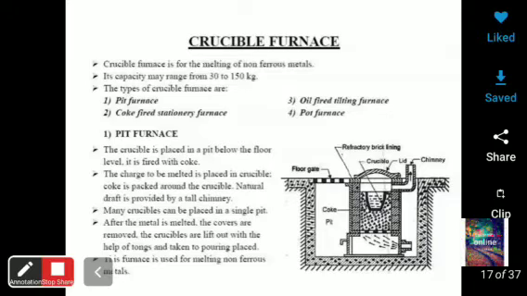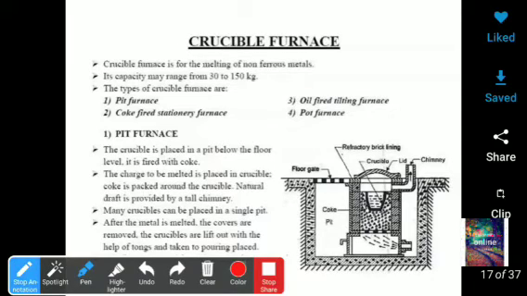Right. So on screen we are sharing the crucible furnace here. A crucible means it's a container that can withstand very high temperatures. Right. All of you just listen carefully. A crucible furnace is generally used for non-ferrous metals. Generally it is used for melting of non-ferrous metals. Right.